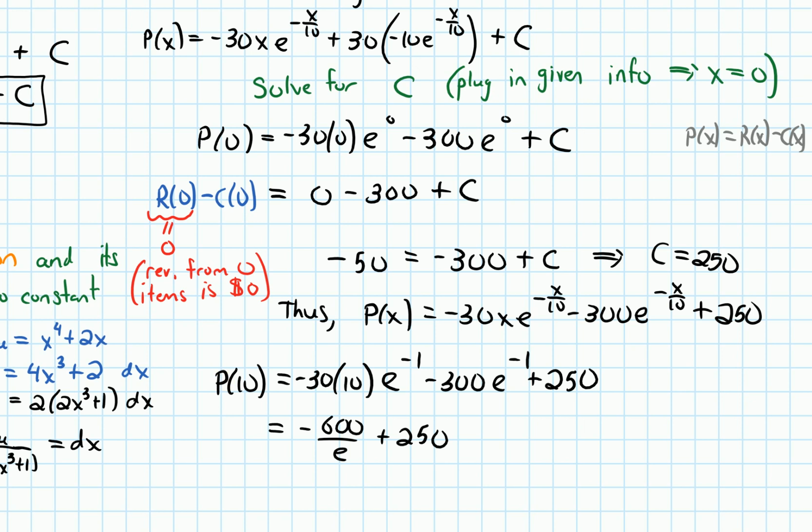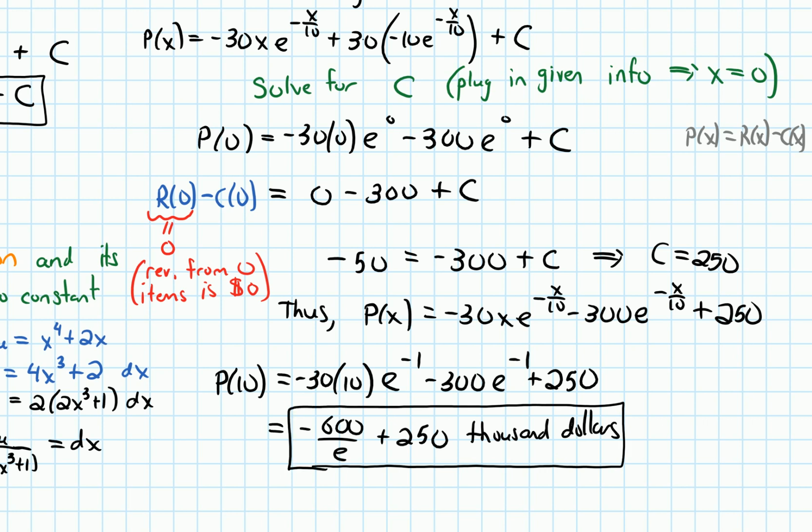What were the units? This was in thousands of dollars. If I needed to round this, or write it in dollars instead of thousands of dollars, I could plug this into a calculator, and this ends up being about $29,272.34 if I round it to 2 decimal places, and that's in dollars.